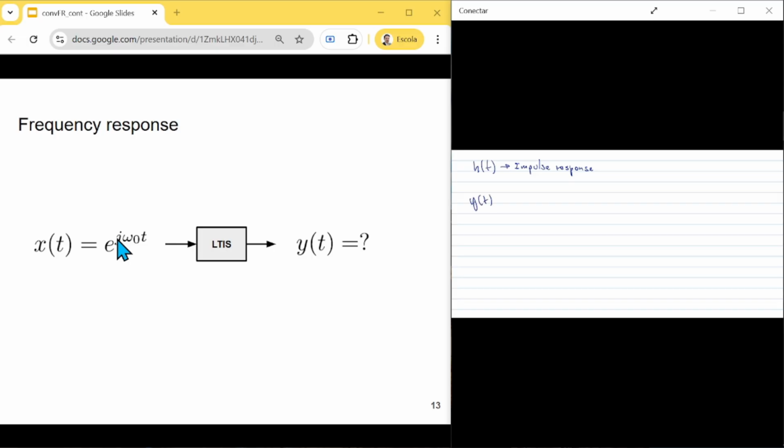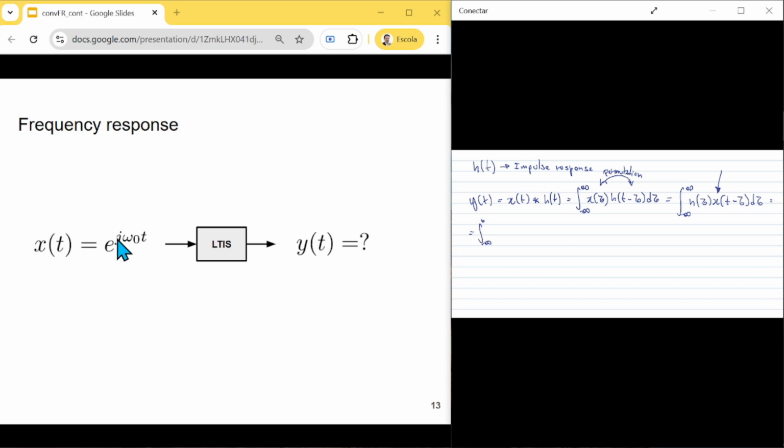Then y of t can be written as the convolution of the input with the impulse response, right? So we cast the integral x of tau, h of t minus tau, d tau. Now I'm going to use the permutation property of the convolution. Permutation. Just to be able to write it like this: h of tau, x of t minus tau, d tau. Why? Because now I will put our exponential here.